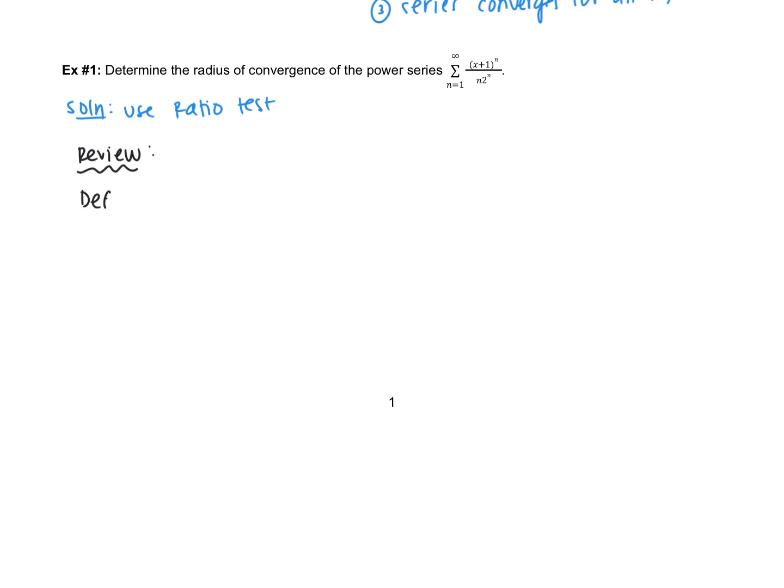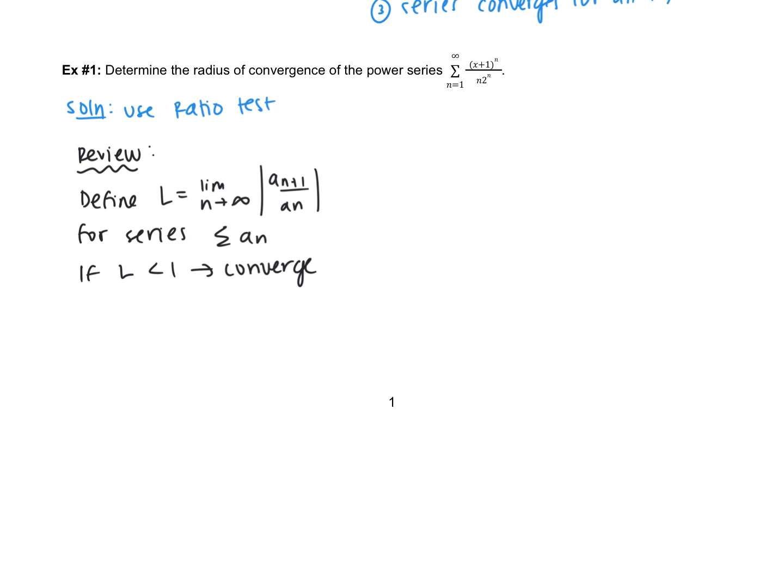So we are going to define L to be the limit as n approaches infinity of the absolute value of a_(n+1) over a_n, for our series that is adding up those a_n's. So if L is less than 1, then our power series is convergent. If L is greater than 1, then our power series is divergent. And if L equals 1, then the test is inconclusive.